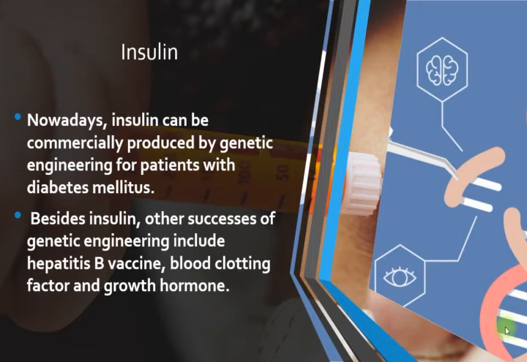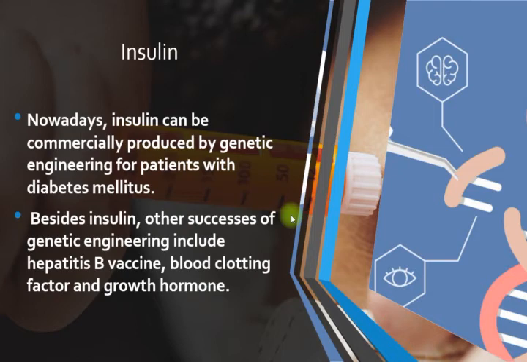Okay, so nowadays insulin can be commercially produced by genetic engineering for patients with diabetes mellitus. Besides insulin, other successes of genetic engineering include the hepatitis B vaccine, blood clotting factor, and also growth hormone.